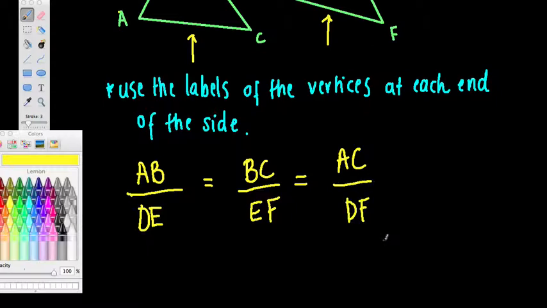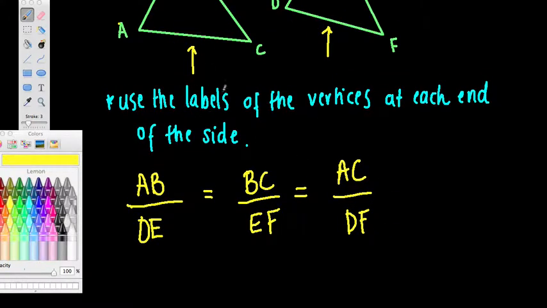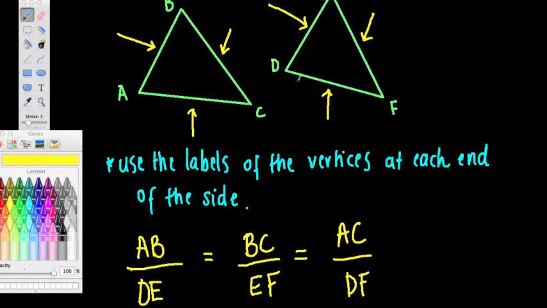So that's how we label sides. We use the two letters, the labels of the vertices that are on either end of the side.